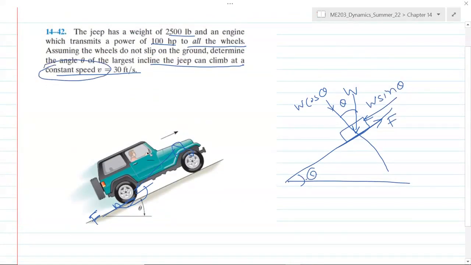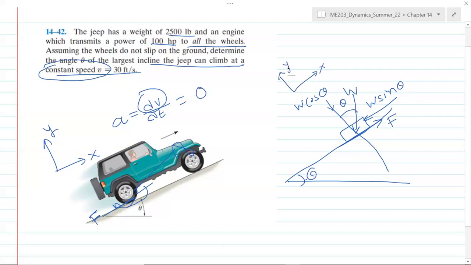So what is the acceleration of a jeep when the speed is constant? Acceleration of the jeep is the change in velocity divided by time, and since the speed is constant, there is no change here. Acceleration is 0. So we can set up our coordinate system: x-axis parallel to the incline and y-axis perpendicular to the incline. So there is no x acceleration of the jeep; that is 0.